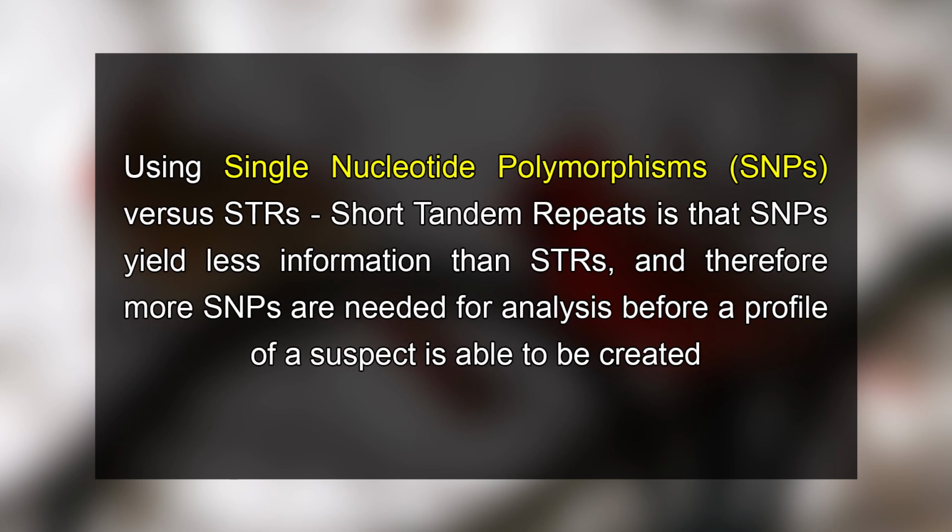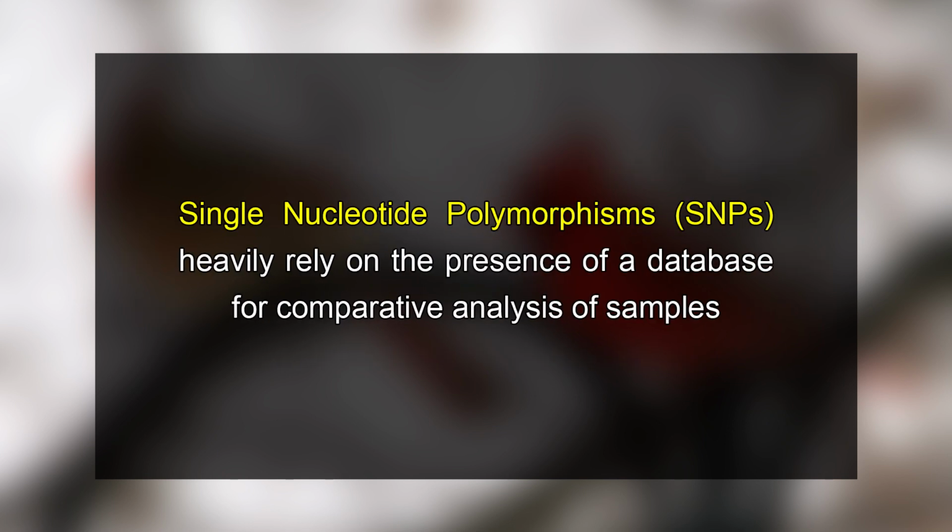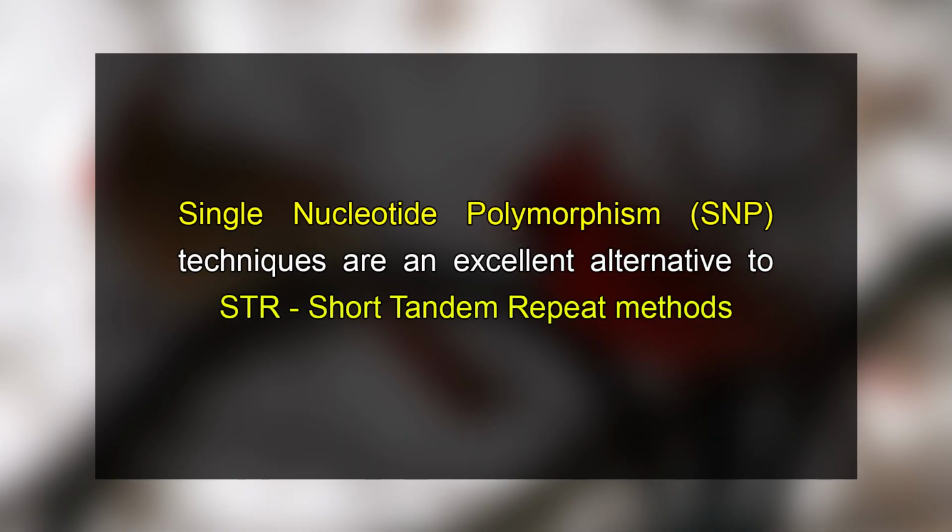Some cons to using SNPs versus STRs are that SNPs yield less information than STRs, and therefore more SNPs are needed for analysis before a profile of a suspect is able to be created. Additionally, SNPs heavily rely on the presence of a database for comparative analysis of samples. However, in instances with degraded or small volume samples, SNP techniques are an excellent alternative to STR methods.